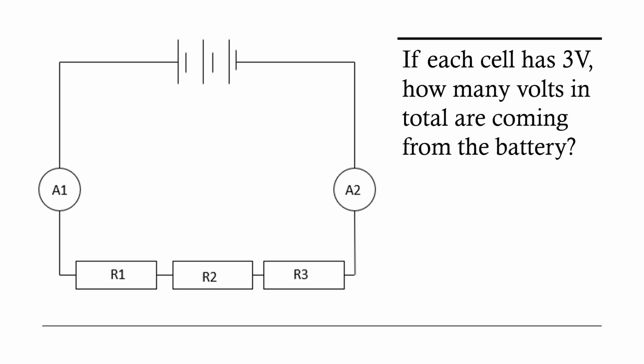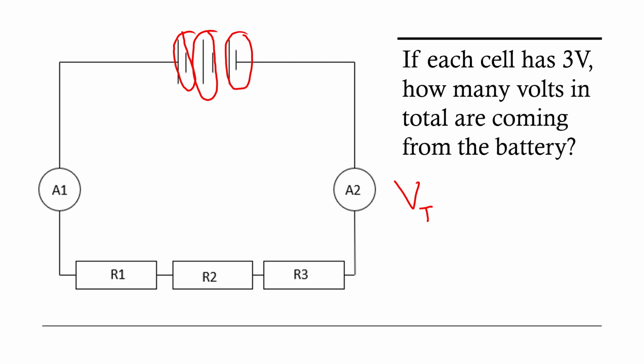If each cell has 3 volts, so here's cells, there's one cell over here, there's one cell over here, and there's one cell over there. There's 3 cells. How many volts are in total coming from the battery? So this is your battery, there's 3 cells. Each cell has 3 volts. When you have a series circuit, you need to add all 3 together, because in a series circuit, we add the voltage to get the total.